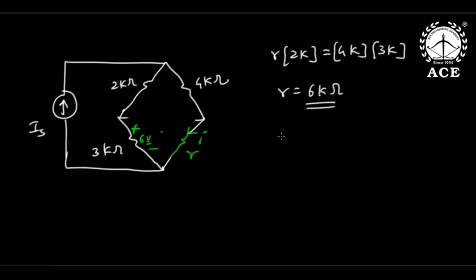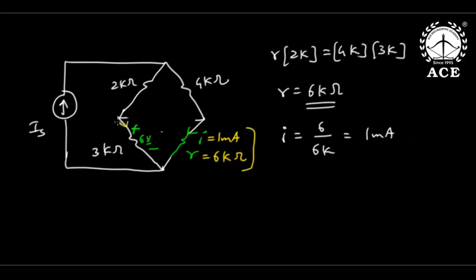Now once R is 6 kilo ohms, I is automatically how much? I is V by R, that is 6 volts by 6 kilo, which is 1 milliampere. So we got the answer. That means this is 1 milliampere and this is 6 kilo ohm. Then only it is 6 volt, then only we substitute as 6 volt.